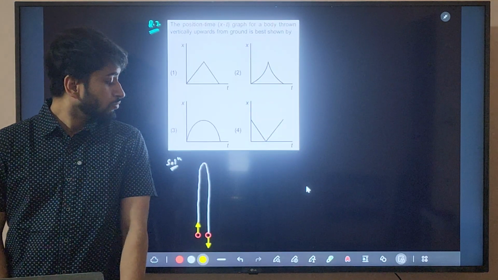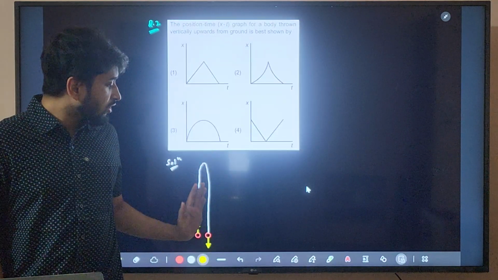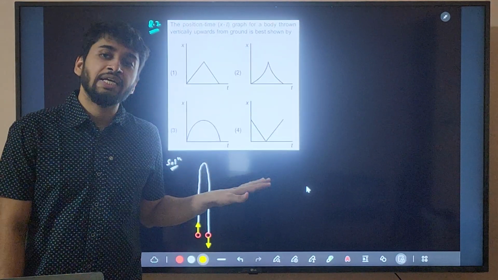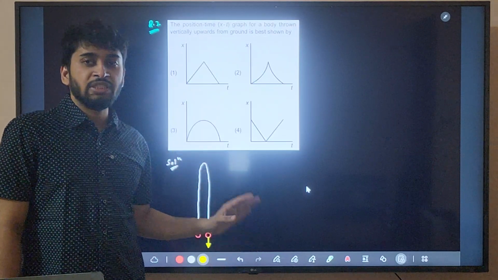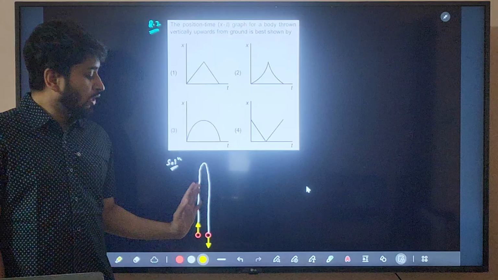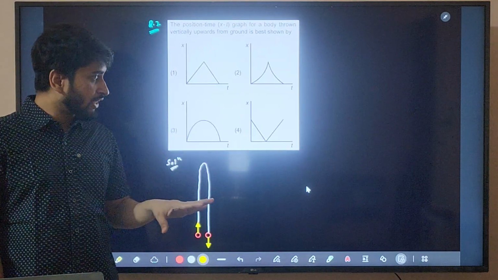Now in this process, when it goes up and comes down, some students, while going up, take the acceleration as negative, but going down they take the acceleration as positive. Means they are changing the sign convention. So see, we are not supposed to change the sign convention. You have to stick to the sign convention for the complete journey.